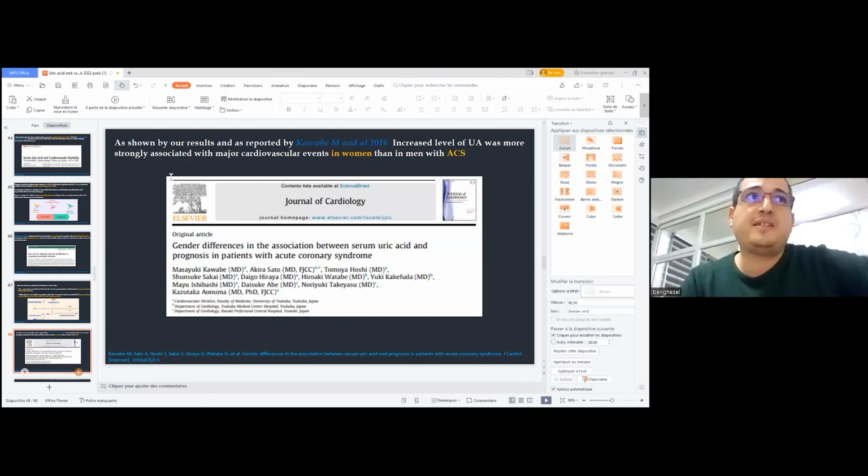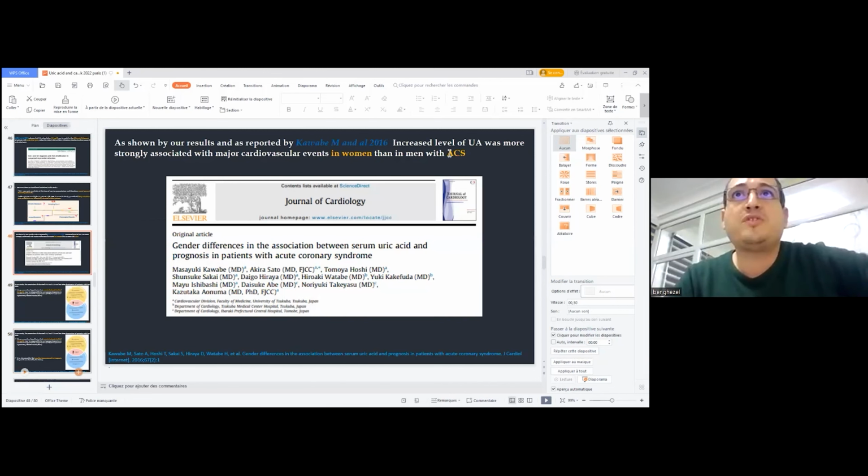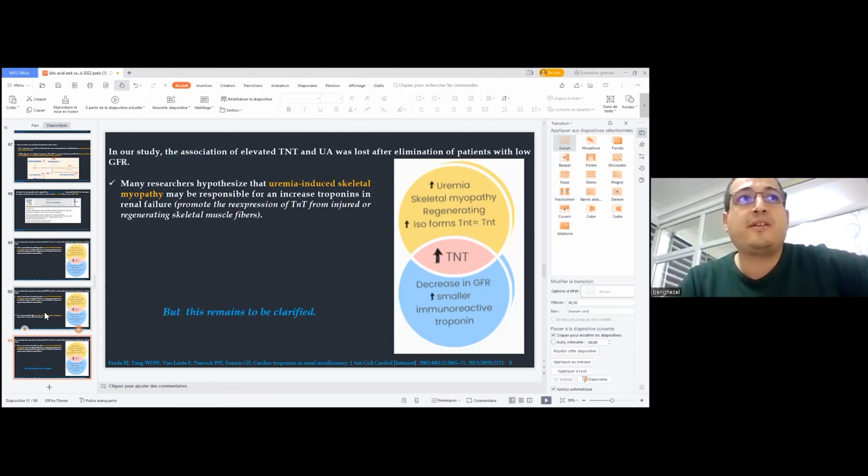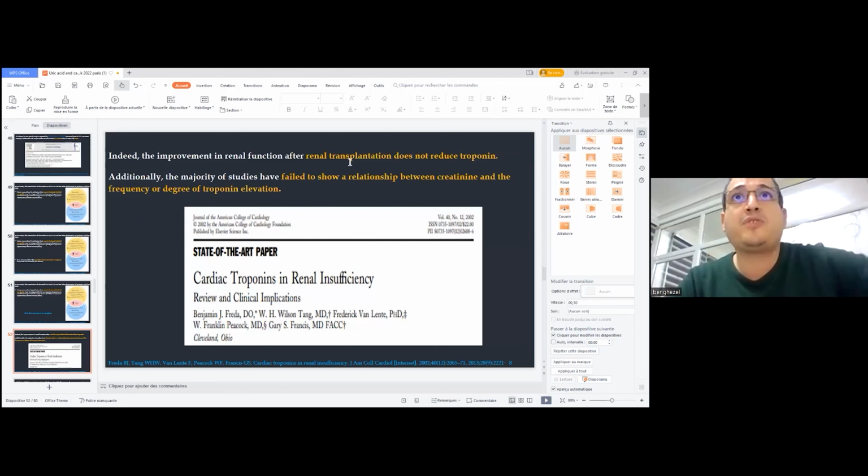In our study, the association of elevated troponin T and uric acid was lost after elimination of patients with low GFR. Many researchers hypothesize that uremia-induced skeletal myopathy may be responsible for increased troponin in renal failure. It's also possible that the smaller immunoreactive troponin fragments are cleared by the kidney, but this remains to be clarified. Indeed, the improvement in renal function after renal transplantation does not reduce troponin. Additionally, the majority of studies have failed to show a relationship between creatinine and troponin elevation.